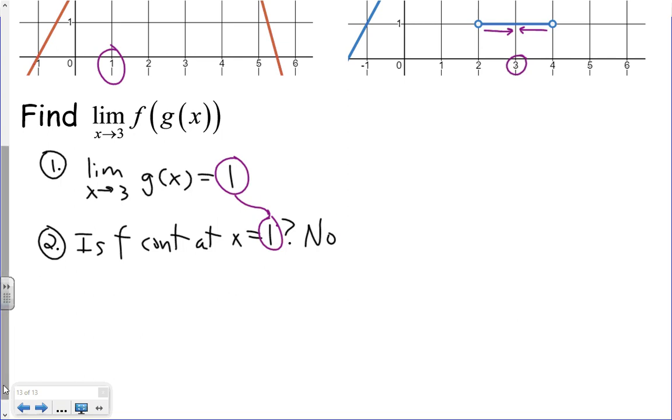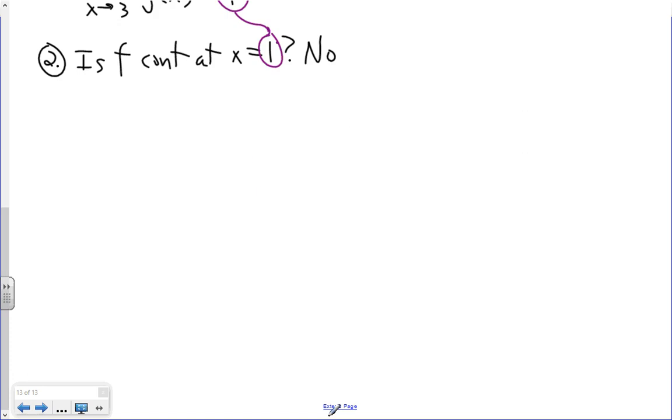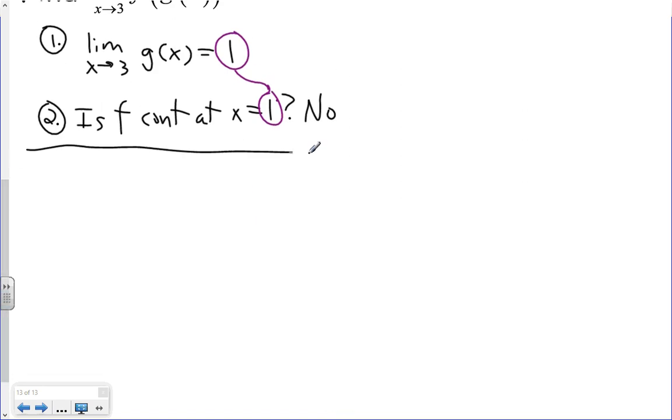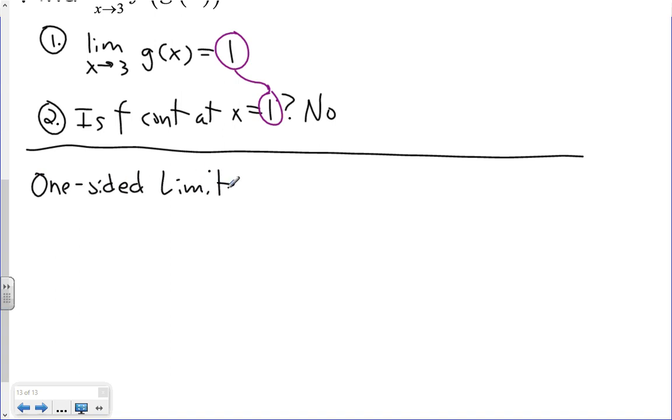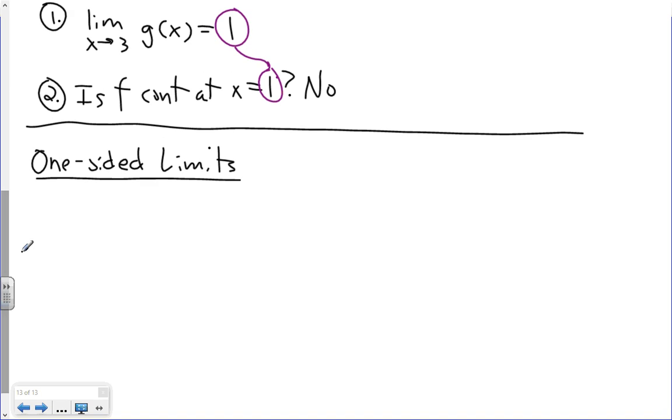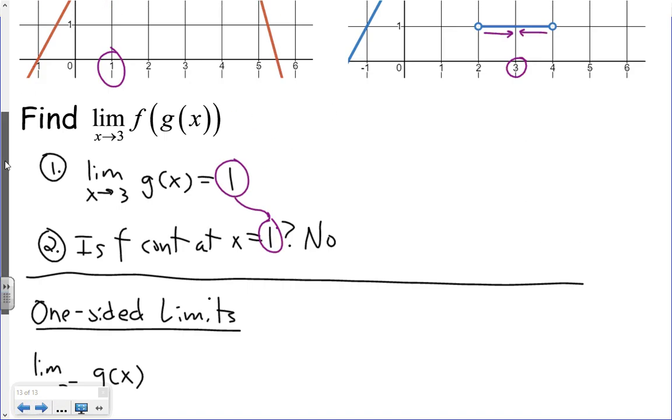So instead, we're going to have to again jump to one-sided limits. So let's take a look at our one-sided limits. Okay, and I'm going to start on the left side, and then we'll deal with the right side in a second. So we're talking about the limit as x goes to 3 from the left side. And again, it's of the inside function. Start with the inside function and work your way out. All right, so what's happening as we approach 3 from the left side?